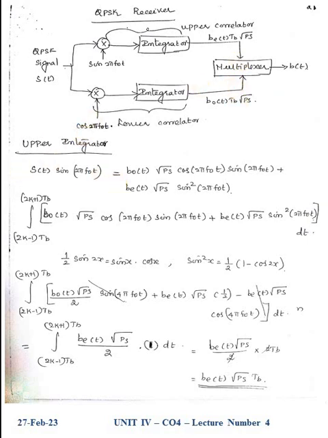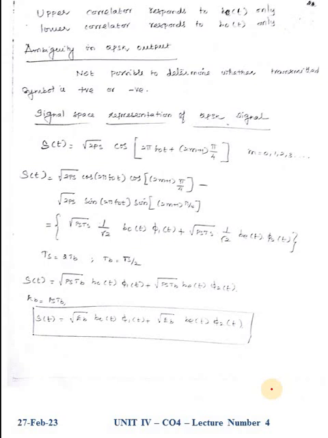The upper integrator equation is given here, and when you simplify this equation, this leads to B of t root P into TB, as we discussed earlier. Then the correlator output is given, and there is an ambiguity in the QPSK output, that is, it won't let us determine whether the transmitted signal is a positive or negative signal. So that is a major drawback, and this is the signal representation of the QPSK signal.